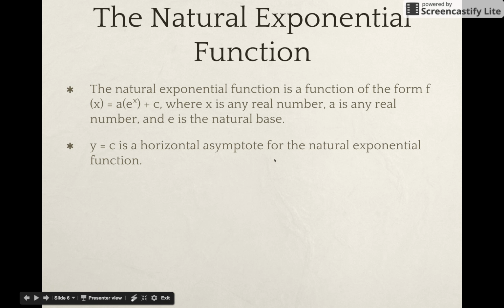C will still represent the horizontal asymptote for the function. So if C is 0, then the asymptote is y equals 0. If C is 2, the asymptote is y equals 2.